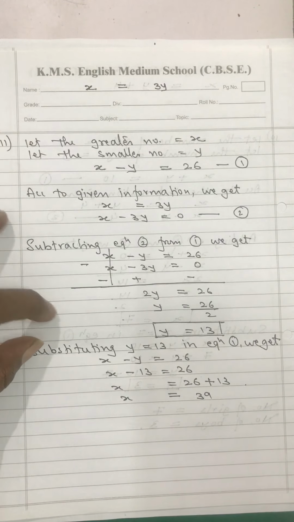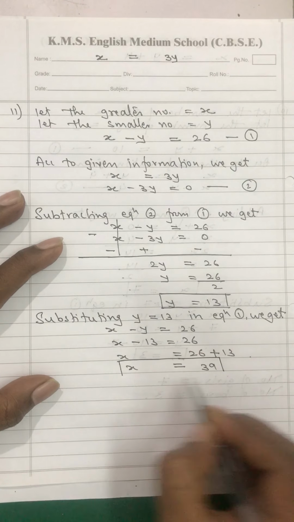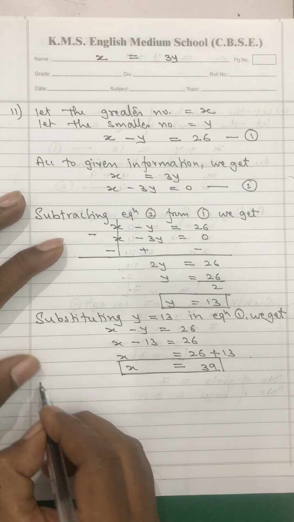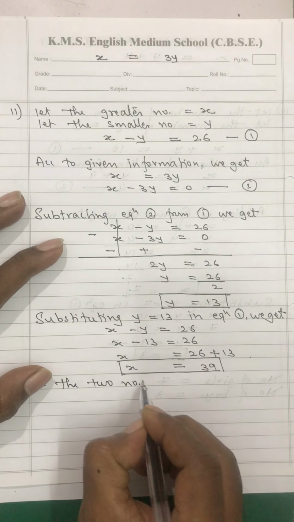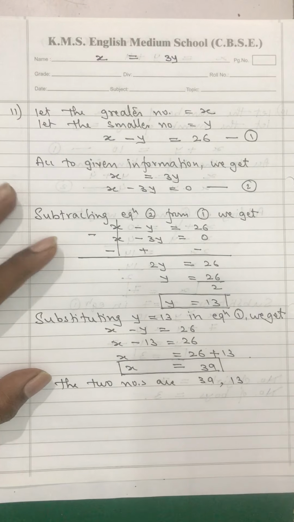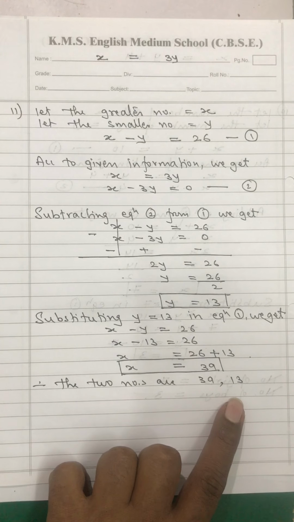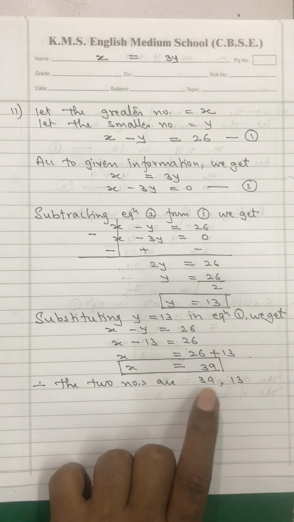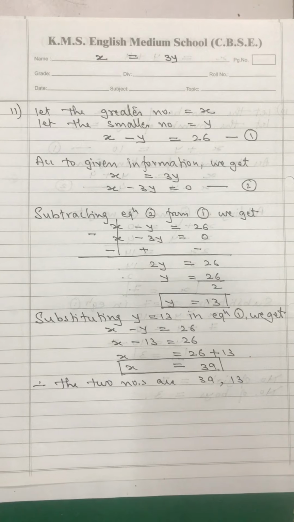So x is equal to 39. So if you see, the difference between the two, if I subtract the two, I'll get 26, and of course this number is 3 times the other number. 39 is 3 times 13. 3 3s are 9, 3 1s are 3, that is 13. That is right. Okay, fine.